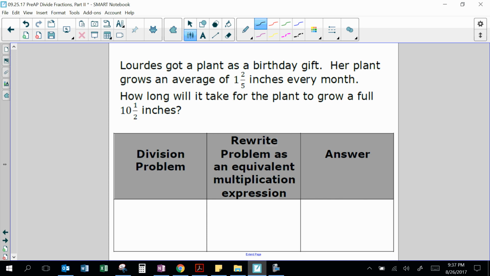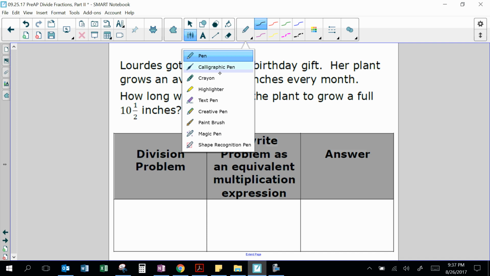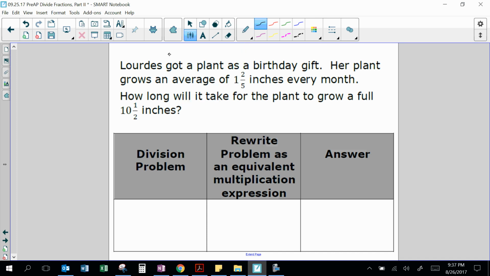Last question. Lourdes got a plant as a birthday gift. Her plant grows an average of 1 2/5 inches every month. How long will it take for the plant to grow a full 10.5 inches? Before I even start, let's try to estimate. So the plant is 10.5 inches tall. We want to know how many groups of 1 2/5 go into 10 1/2.